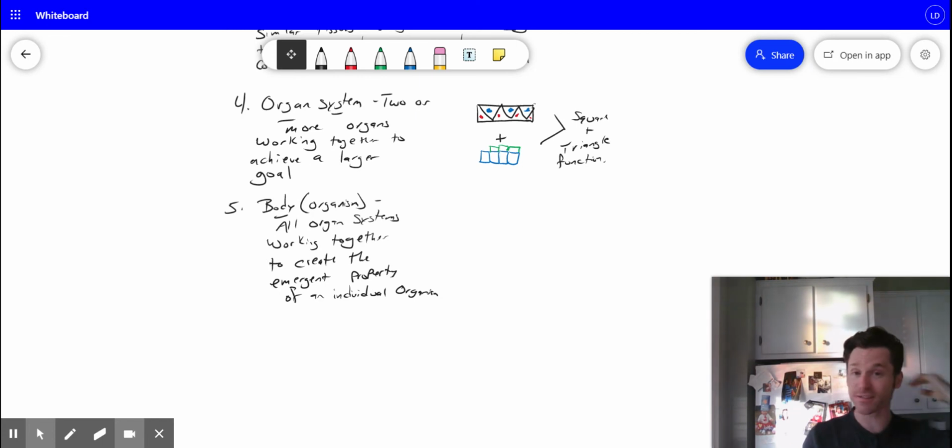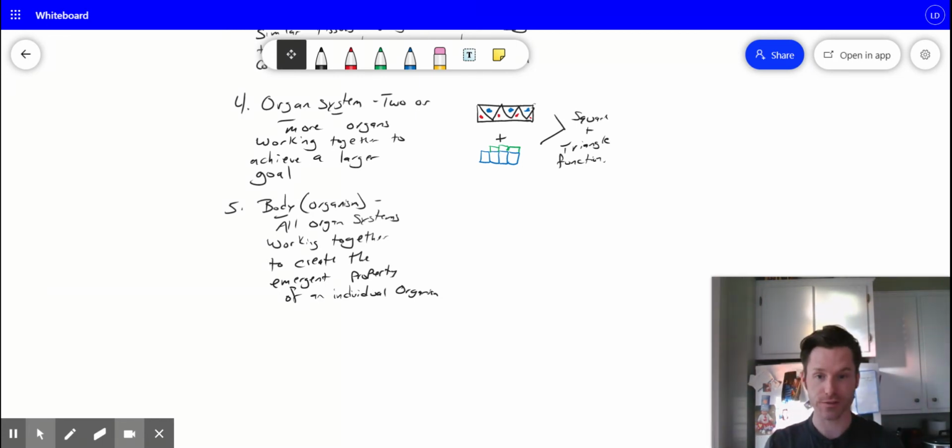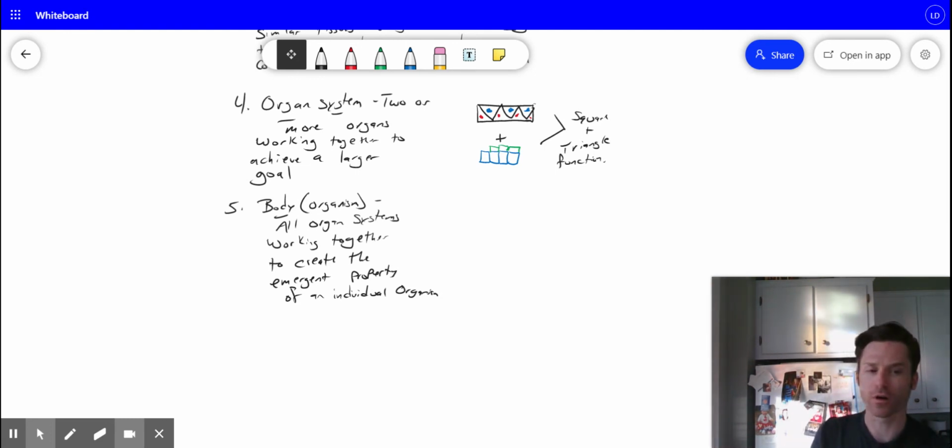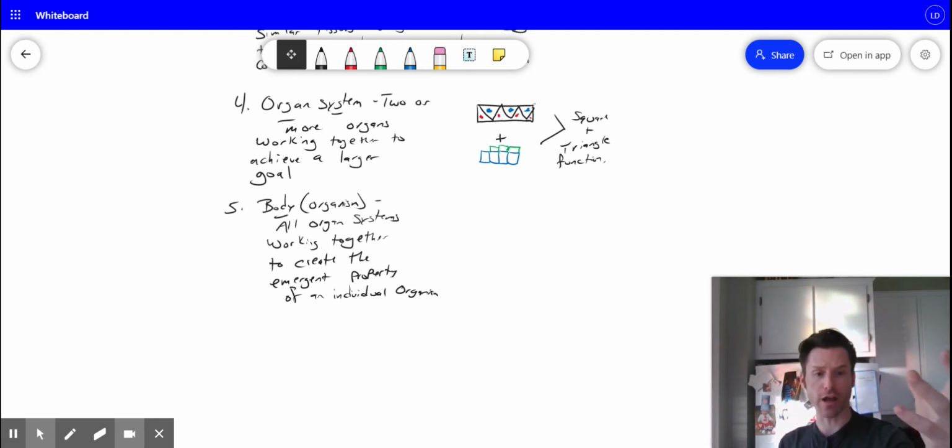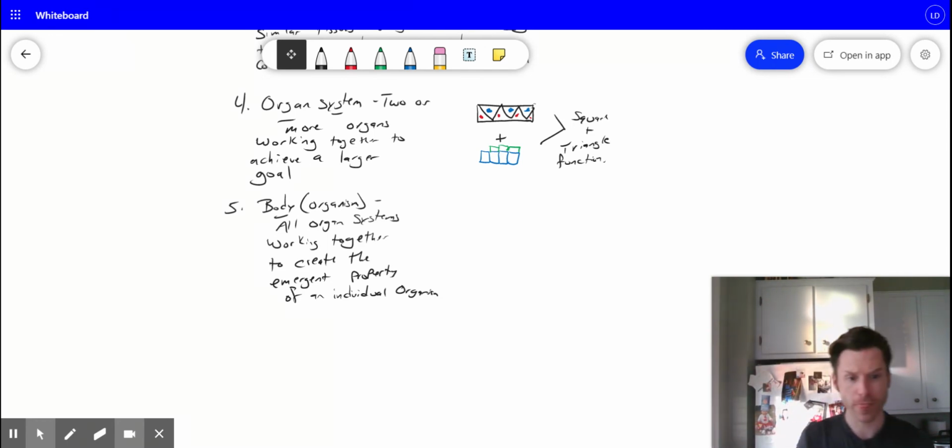When we get to organ systems, we see a little divergence from this. Right? Organ systems are when 2 or more organs work together to achieve a larger type of goal. Right? And so in my silly model, I have my triangle organ, and it's still doing triangle things, but now I also have a square organ involved over here doing square organ things. And they're going to work together. And the outcome is not like square triangle together function. It's not a square on top of a triangle, right? It would now be some combination of those 2 traits together.